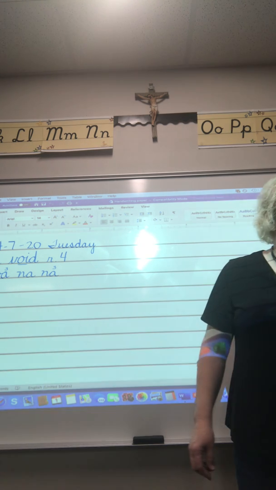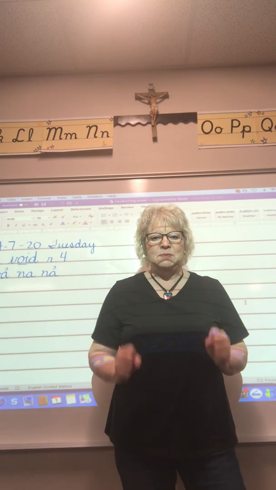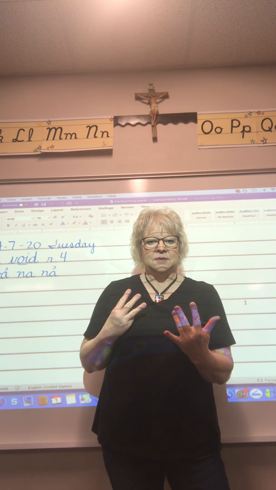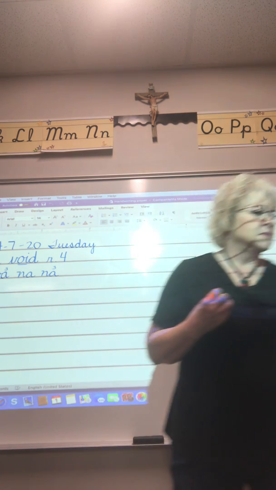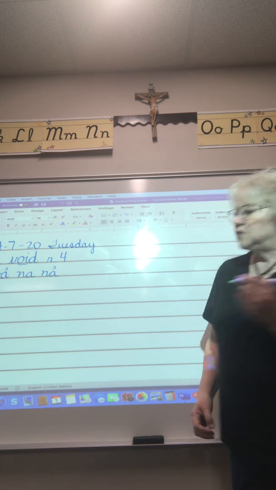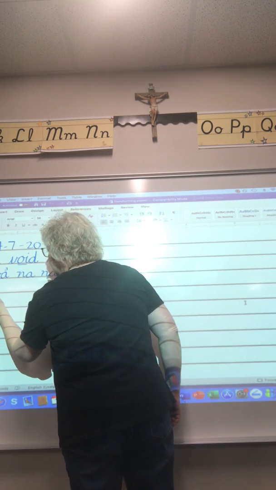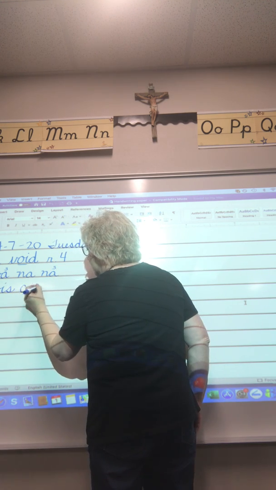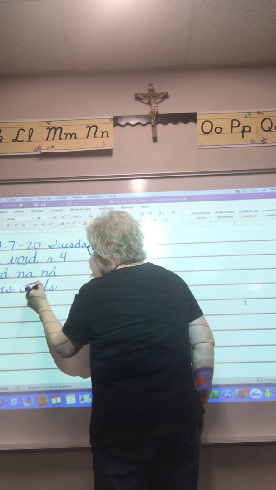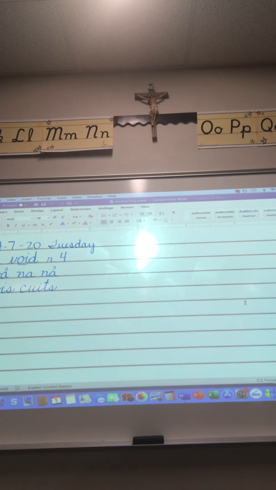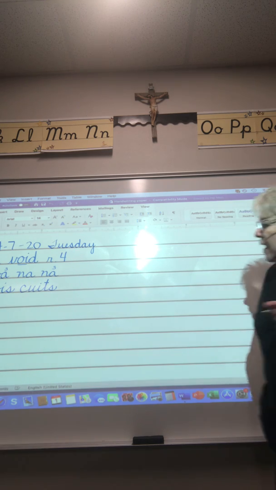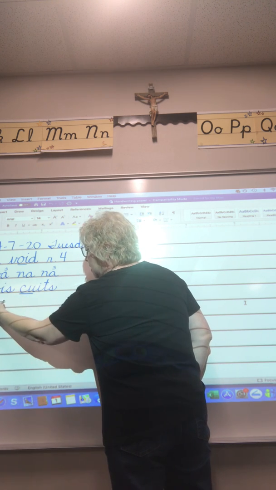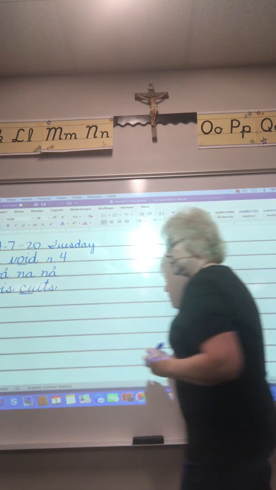Next word is biscuits. Grandma can make the best biscuits ever. Biz, cuts. First syllable is biz. Next syllable. Now, when we write biscuits, we're writing the UI, and the CU gets underlined because it says a k sound. Biz, cuts.